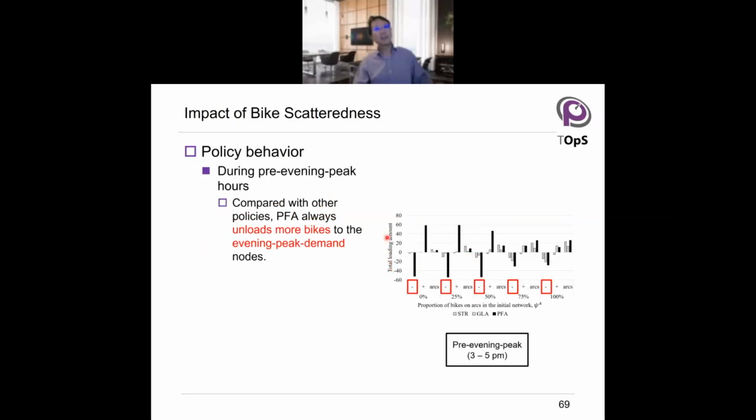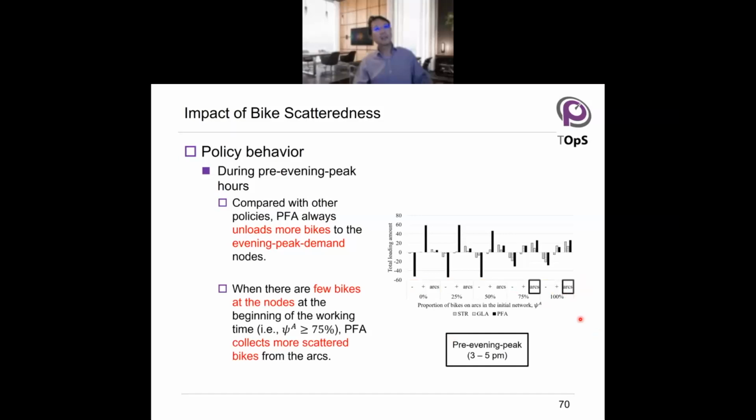And also we look at the total loading amount at the evening peak demand node, supply node, and on the arcs. We see that the dark bar shows we put more bikes onto the demand node in every scenario. But when there are many more bikes on the arcs, there's basically a limitation on what you can put, because of the vehicle capacity constraints. And also we see that when the percentage of bikes on the arcs is very large, like 70% or 100% on arcs, the PFA policy already started to pick up more bikes, collecting more bikes along the arcs.